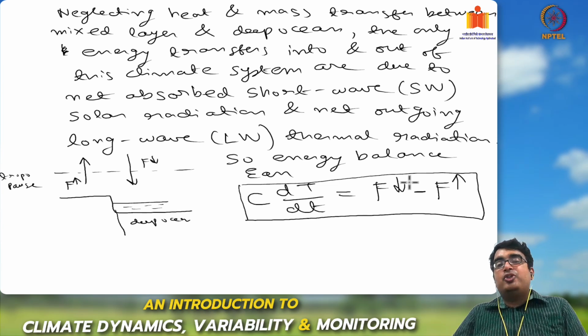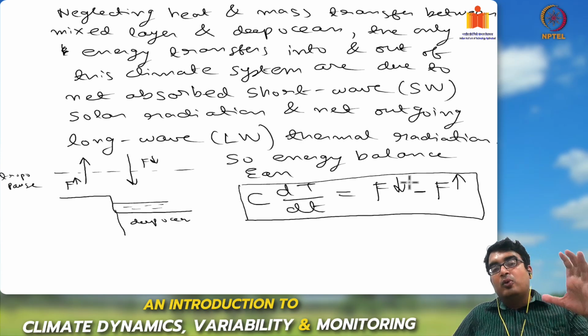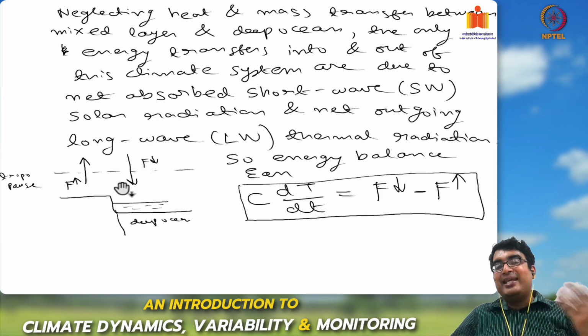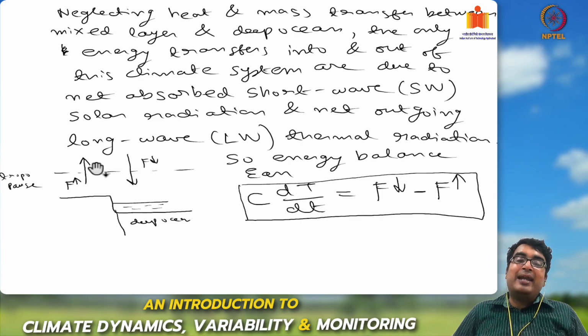The only energy transfer into and out of this climate system are due to net absorbed short-wave solar radiation and net outgoing long-wave thermal radiation. So, the only energy transfers of this climate system, so this is the mixed layer, the land surface and the troposphere, these three together, is the net absorbed short-wave radiation. So, the short-wave radiation is going in and is getting absorbed, and the net outgoing long-wave radiation at the tropopause level.